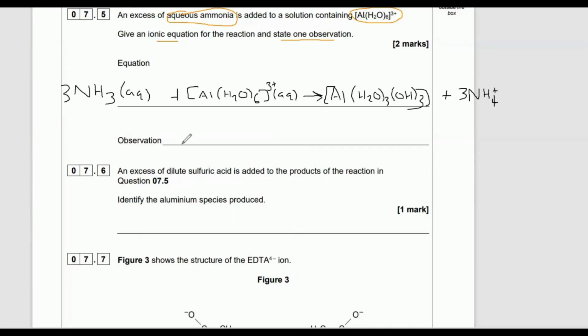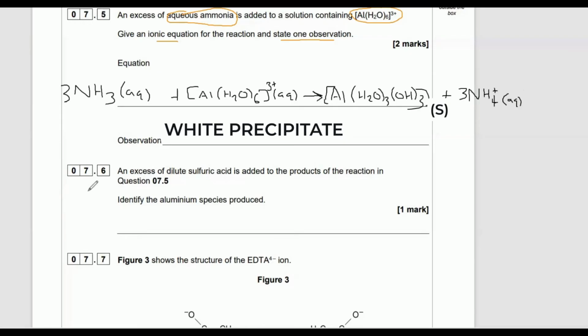Now, what is our observation? Actually, the product complex formed is a solid, not aqueous, and we're going to see a white precipitate, because that's a solid there. Yeah, and that's it, a white precipitate. Right, let's move on.